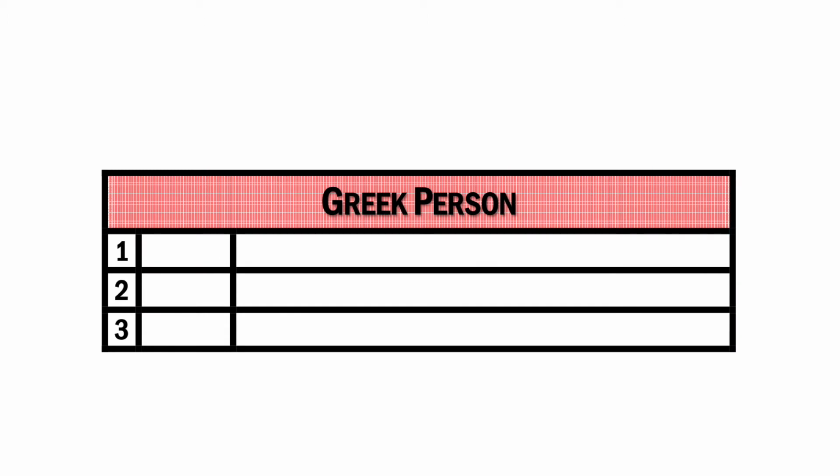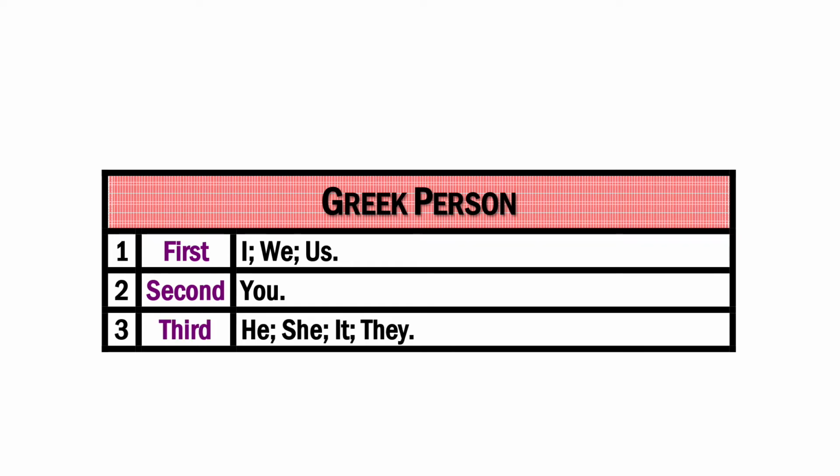All right, now the Greek person begins with the first person, which is I, we, or us. Second person would be just you, singular or plural. Third person is he, she, it, and the plural would be they.